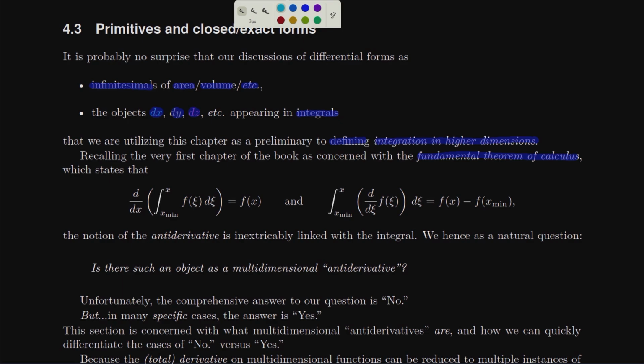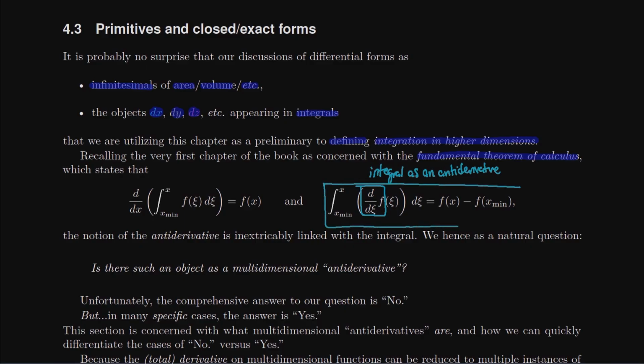But to get there, we're going to have to figure out, the regular fundamental theorem of calculus relies heavily on the integral as an antiderivative. That's really what at least this second fundamental theorem of calculus is saying, that the integral is an antiderivative. The first says that the derivative, I suppose, is an anti-integral. You can think about it that way as well. But the integral is an antiderivative. We ask the question, is there such an object as a multidimensional antiderivative? Can we get some sort of similar notion in multiple dimensions?